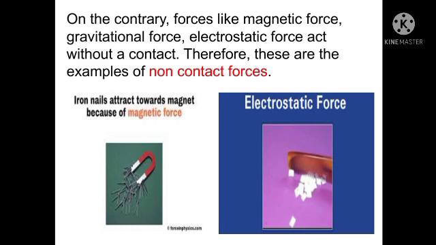You can see in the picture, students, iron nails are attracted towards a magnet because of magnetic force, where the nails and magnet are at a distance from each other. They are not directly attached to each other. So, such forces are called non-contact forces.